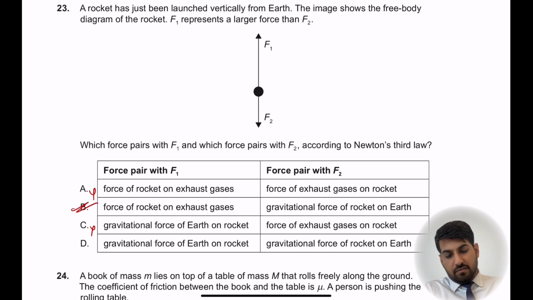There is no such gravitational force of Earth on rocket. The force of rocket on Earth is in the downward direction, but the exhaust gases, because of which it is moving vertically upward, provide the thrust force in the upward direction. So option B is the right answer.